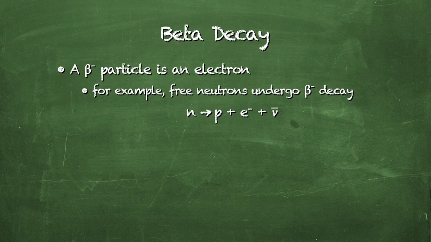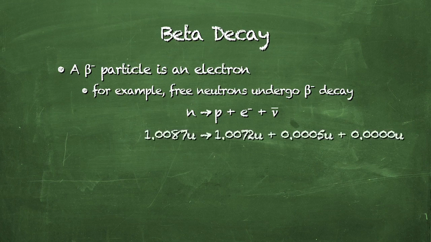The mass of a neutron is 1.0087 atomic mass units. The mass of a proton is 1.0072 atomic mass units. The mass of an electron is 0.0005 atomic mass units. And the neutrino has negligible mass, or 0.0000.